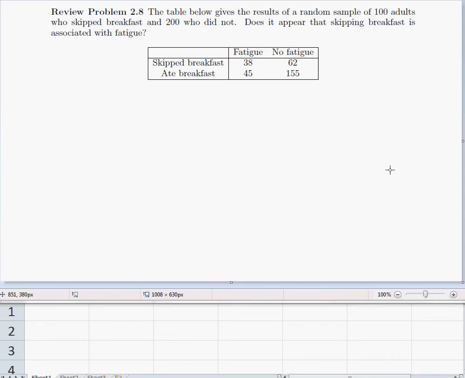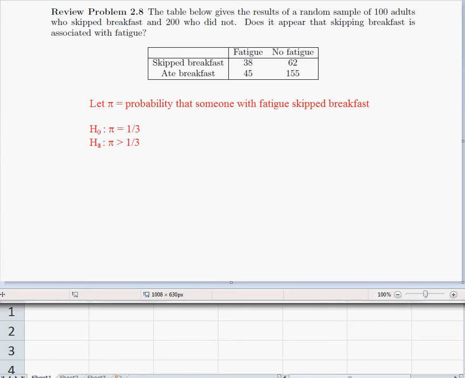So to get started, we will define pi to be the probability that somebody who has fatigue skipped breakfast. The null hypothesis will be that pi is simply equal to 1/3. 1/3 of the population skipped breakfast, and so if there's no association, then 1/3 of the people with fatigue skipped breakfast, just by simple chance. The alternative hypothesis will be that pi is greater than 1/3, that if you have fatigue, then it's more likely than not that you skipped breakfast.